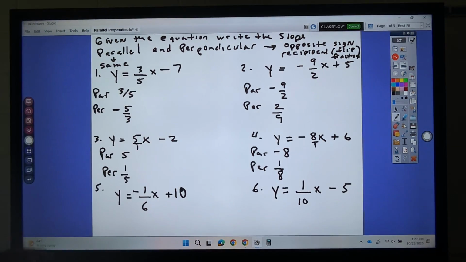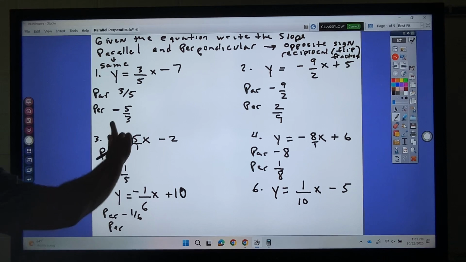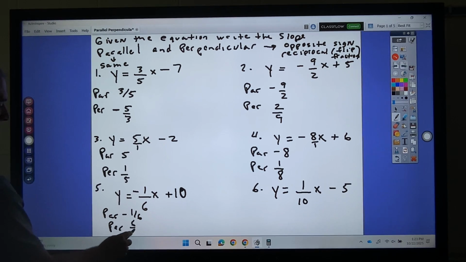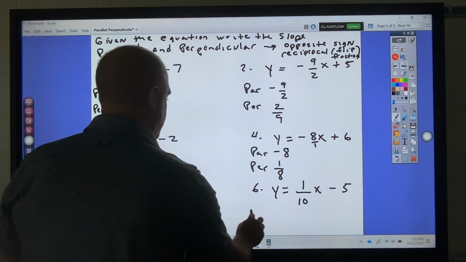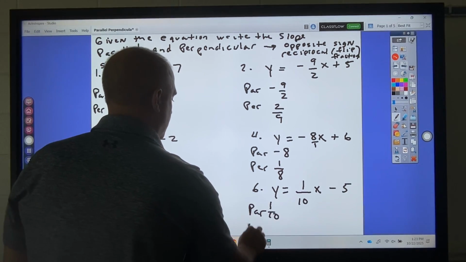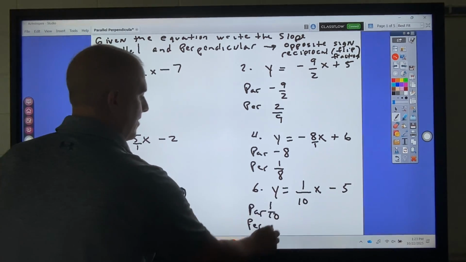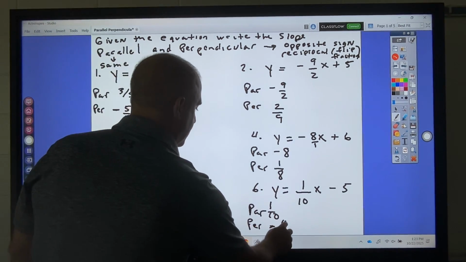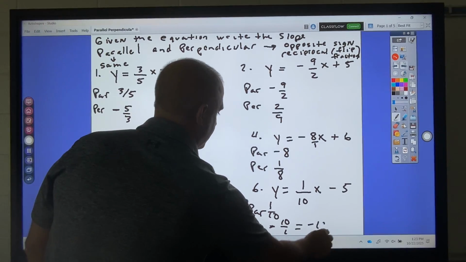Okay, so opposite signs. Parallel slope on this would be -1/6. Perpendicular, it's now going to be positive. If I flip that fraction over, that's 6/1, which just equals 6. For this one, parallel would be 1/10. Perpendicular, that would be negative. Flip that over, that's 10/1, which would be -10.